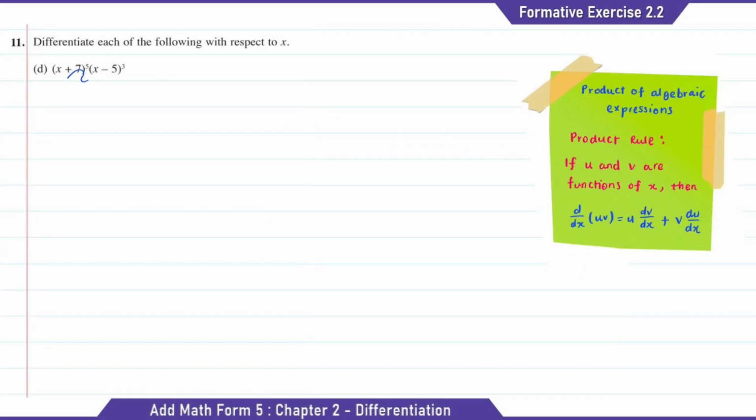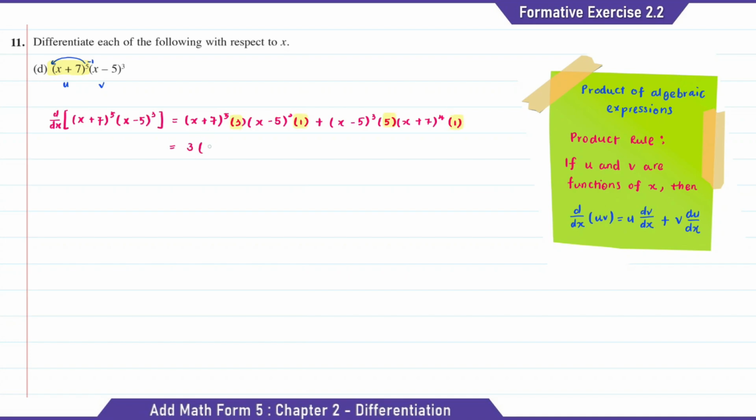Question D. To differentiate this, we're going to use the product rule. First, copy the u, x plus 7 to the power of 5. Then differentiate the v, which is going to be 3 brackets x minus 5 to the power of 2. Then differentiate the terms in the bracket, which is going to be 1. Plus, copy the v, x minus 5 to the power of 3. Then differentiate the u. This will be 5 brackets x plus 7 to the power of 4. Then differentiate the terms in the bracket, which is going to be 1.